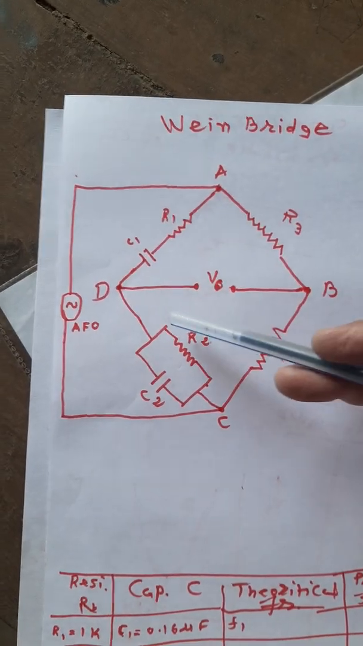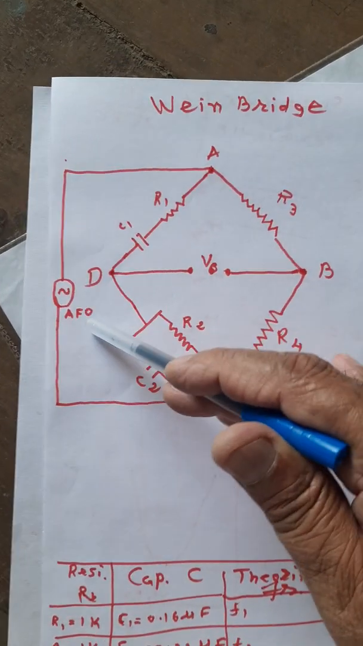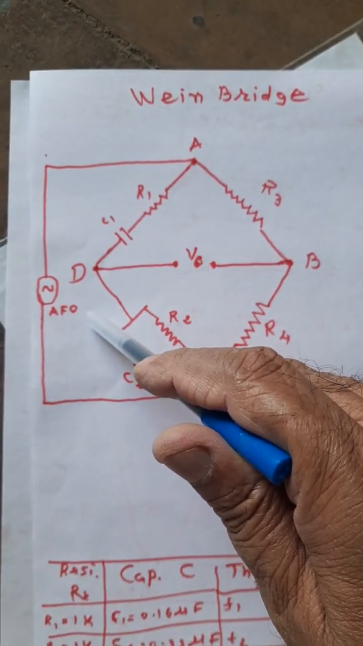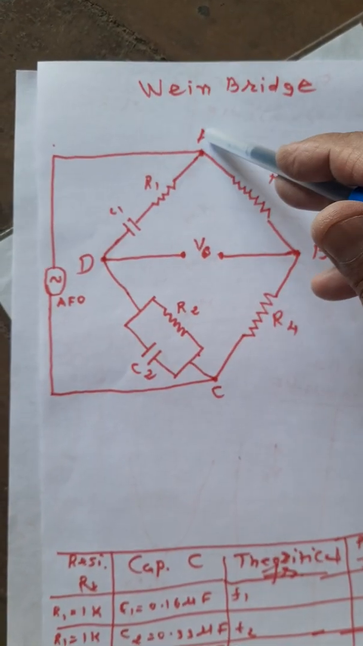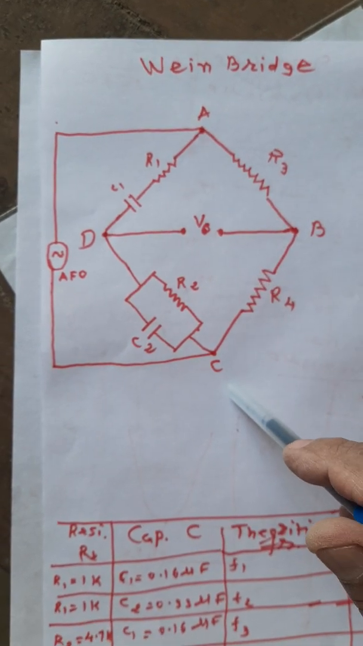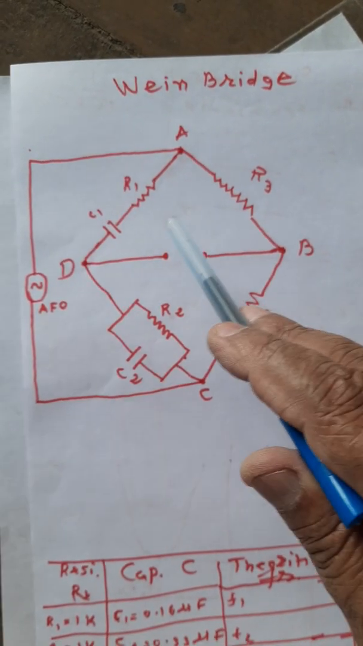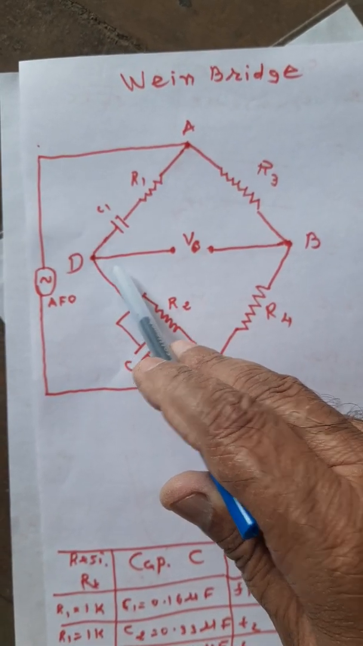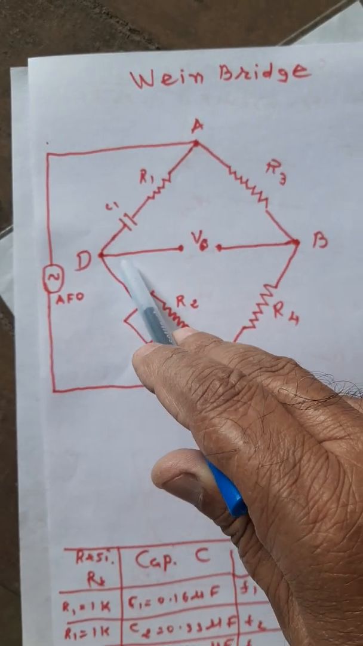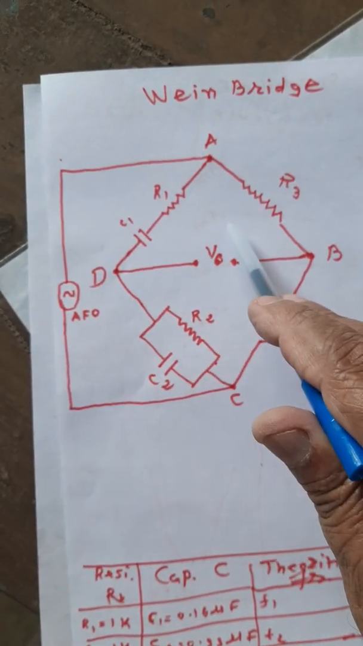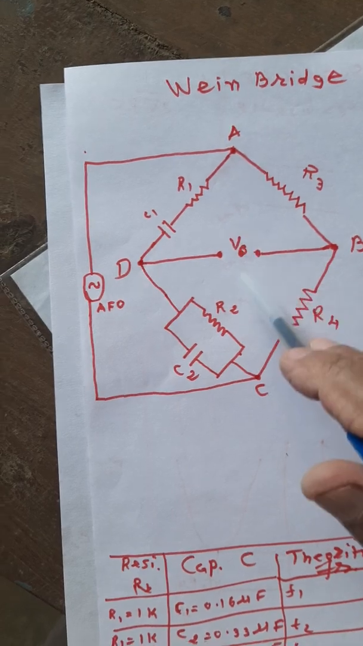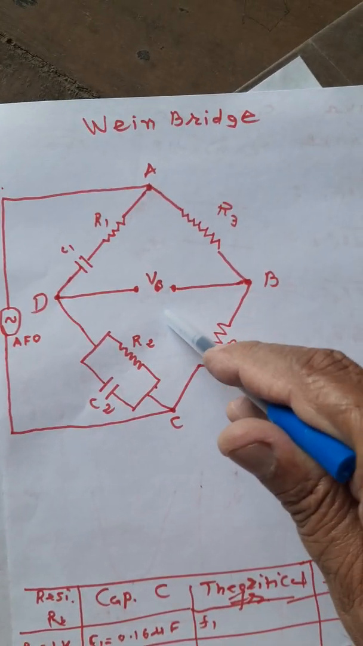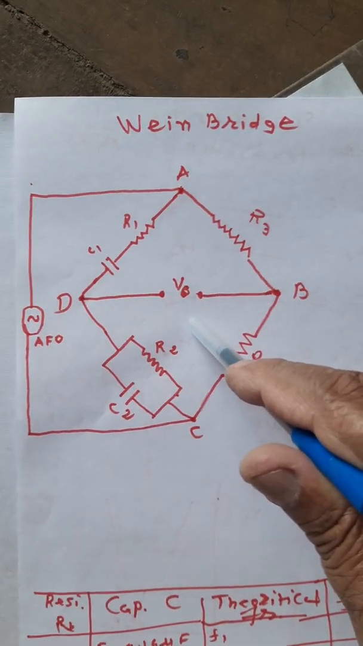We are connecting an AC voltage source using an audio frequency oscillator. This is connected between the A and C terminals. We are going to measure the voltage between point B and point D. That voltage is the output voltage. When the output is minimum or 0, we can say that the bridge is balanced.